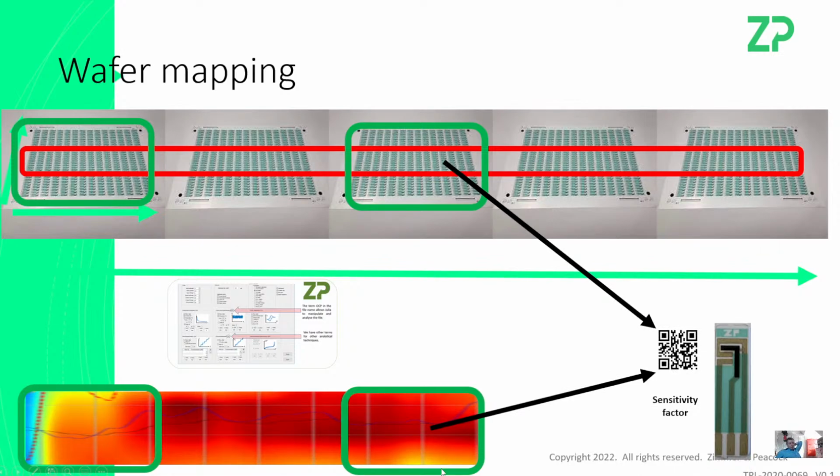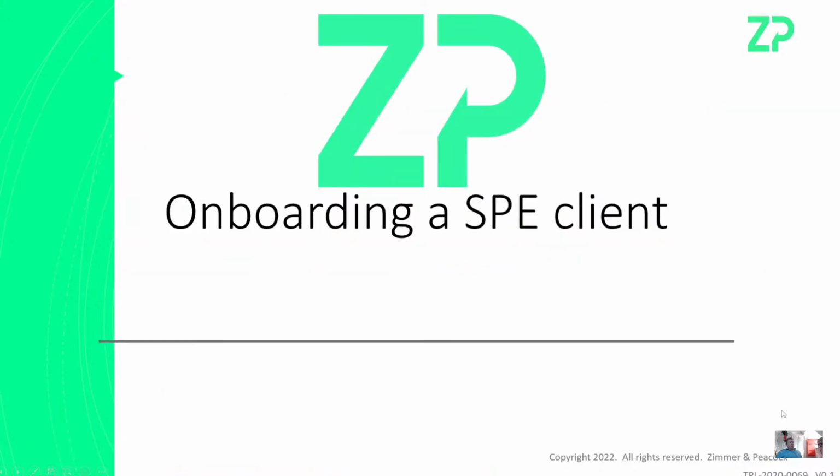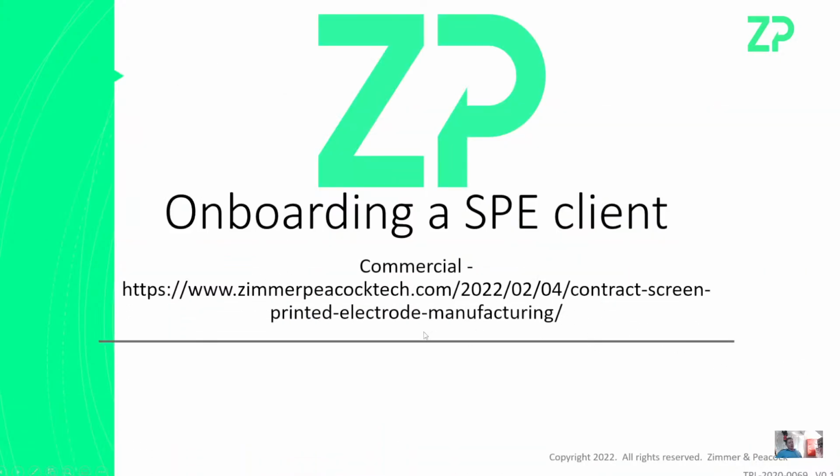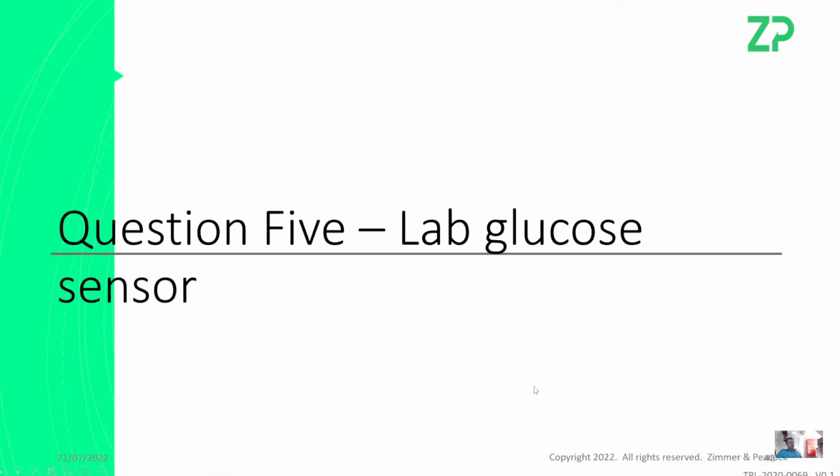If it's an unusual sensor, we can actually give it a QR code and end up giving it a sensitivity factor, so you can carry calibration out into the field with you. I understand in this modern day, people, particularly in glucose sensing, don't want to do calibration, so you have to put a bit more effort into the process, let's say. There's a whole page about onboarding as with Zimmer Peacock. I'm going to skip over that.